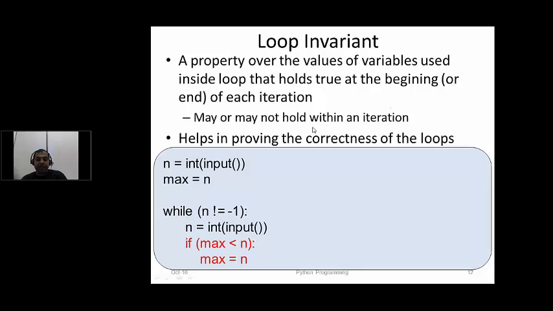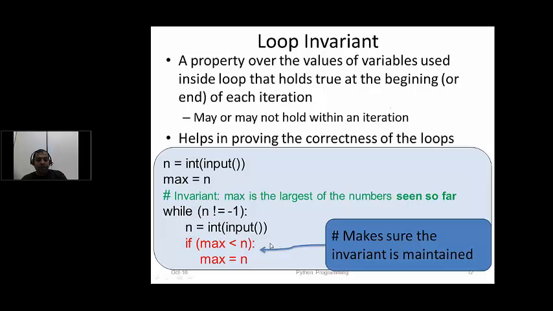For example, in this case, our loop invariant is that max is the largest of the numbers seen so far by the program. If you can prove this invariant, then I can prove that my program is correct. It does compute the maximum of all numbers seen up to -1. And you can see that this code which is red in color makes sure that the invariant is maintained at the end of the loop. So in between, just before this red colored code, my invariant might be invalid.